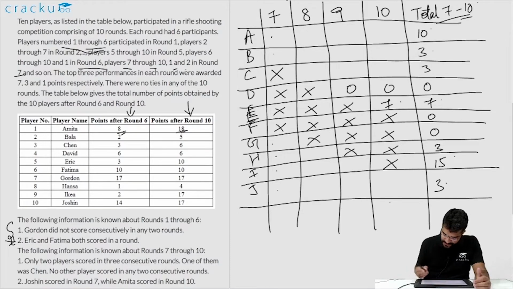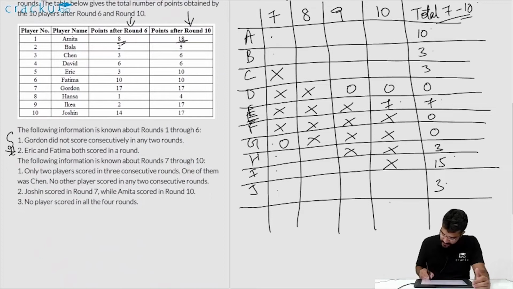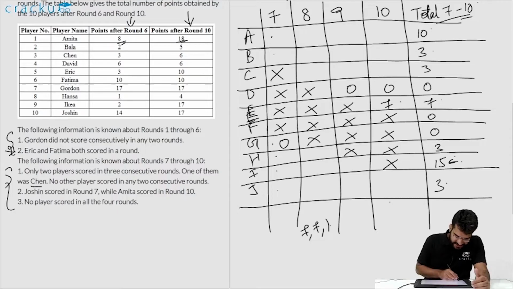Similarly, all the guys who have scored 0, we can try to fill them up so that we will avoid any confusion. Now the second thing you would observe is that Ike has scored 15, so that would mean that he has scored 7, 7 and 1. And there is some more information given about rounds 7 to 10. It is said that only 2 players have scored in 3 consecutive rounds, and one of them is Chen, and no other player scored in any 2 consecutive rounds.